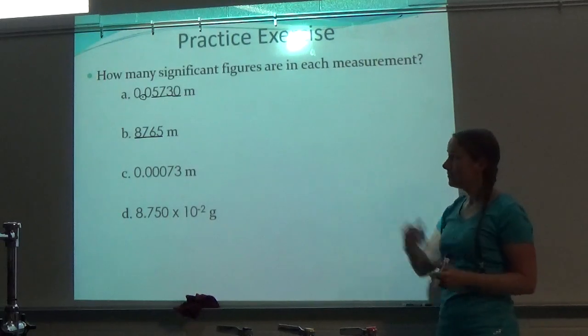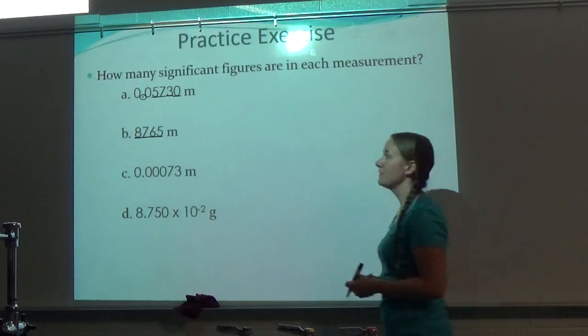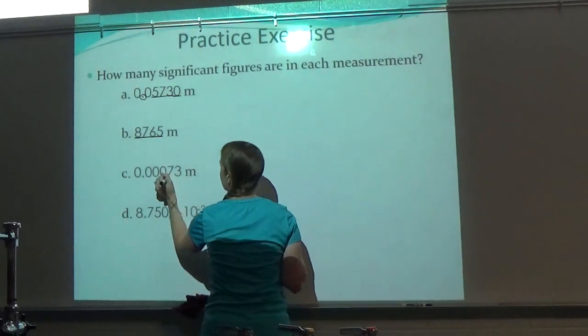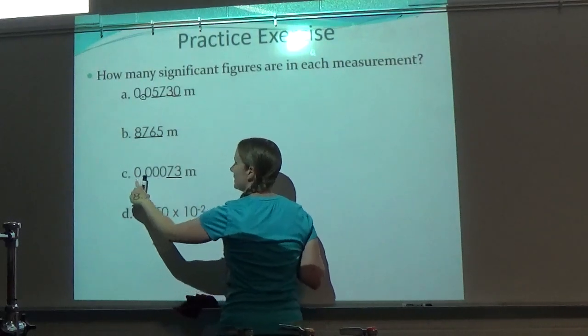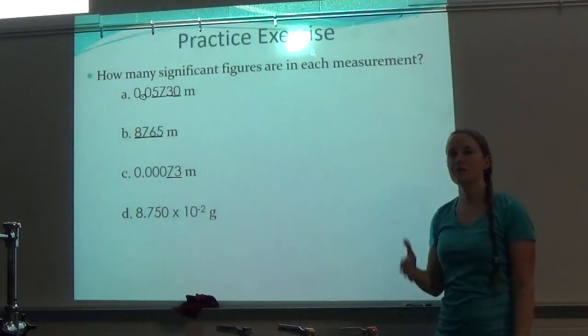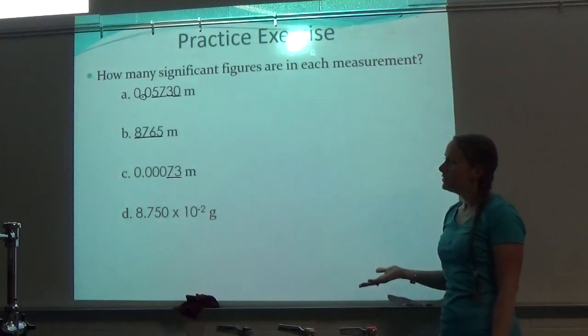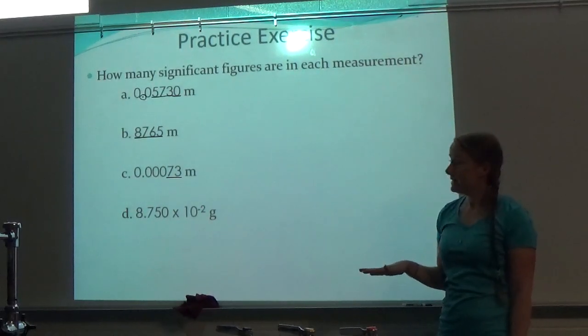For part C, we have 0.00073 meters. So I know the 7 and the 3 are. What about front zeros? Front zeros are never significant. Okay, front zeros are never. It doesn't matter where the decimal point is.